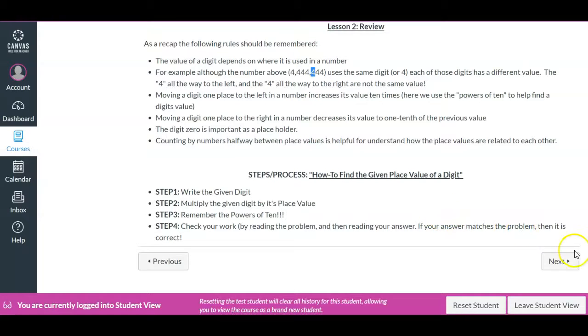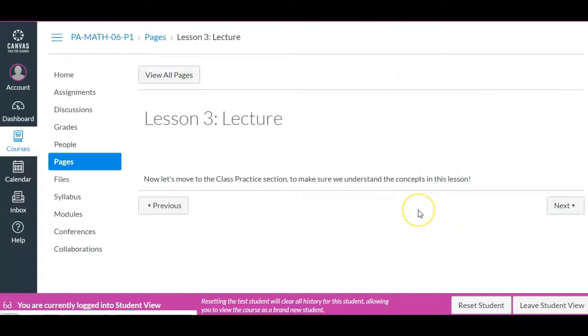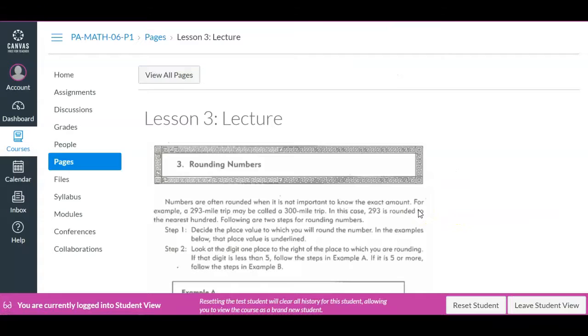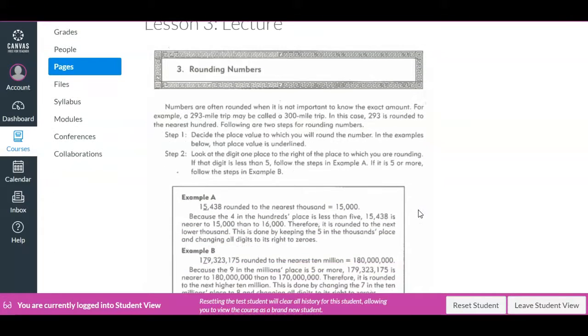Let's go ahead, leave our review, and go to the current lesson for this week's lesson. Okay, so here we'll come to rounding numbers.